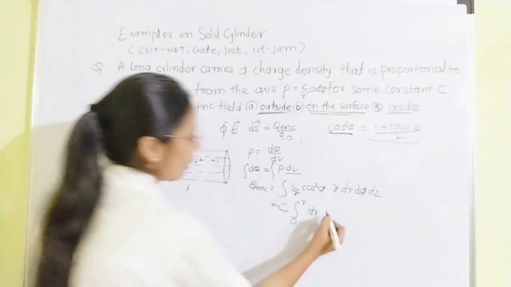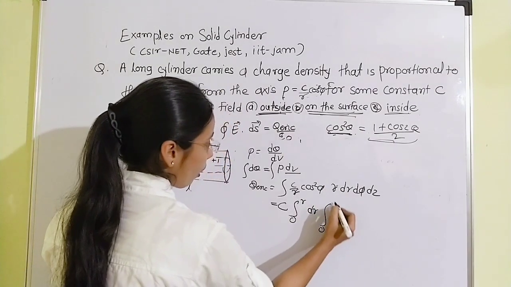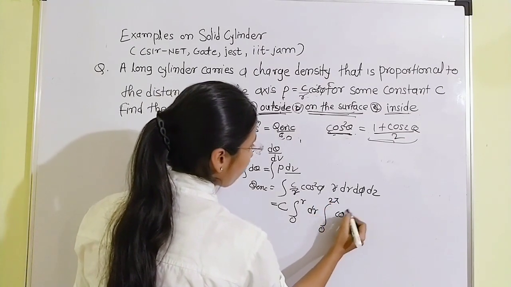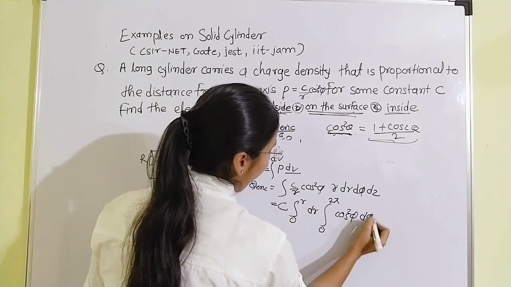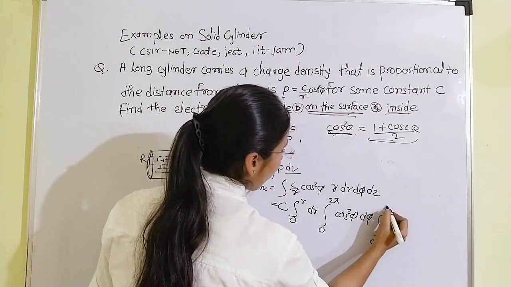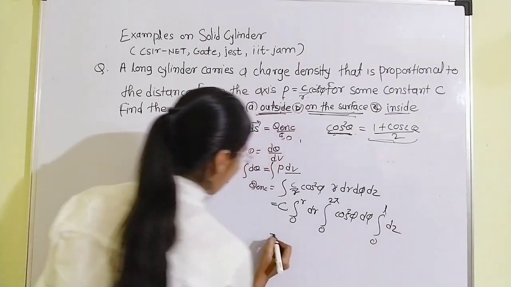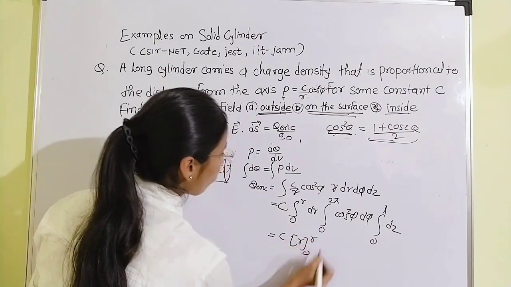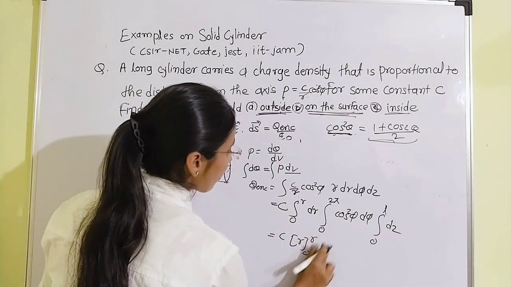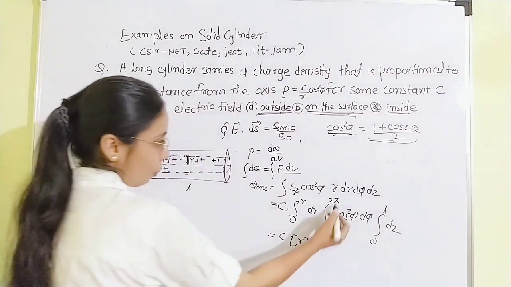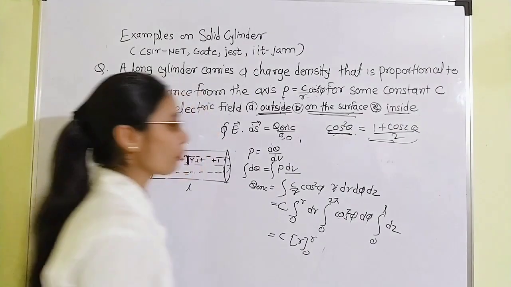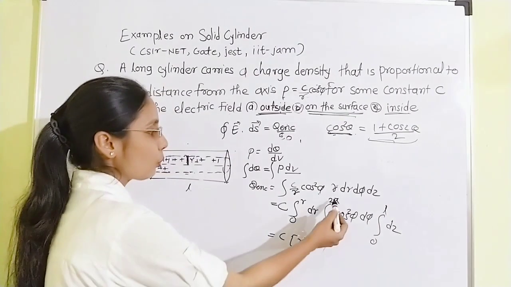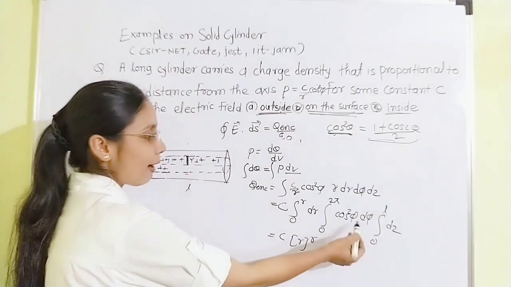Okay, so the integral 0 to 2 pi cos square phi d phi and the integral 0 to L dz. So here c, this is r, the limit of this is 0 to r, and this is 0 to 2 pi cos square phi d phi. So here the limit is full, that is 0 to 2 pi, and here cos square phi d phi.